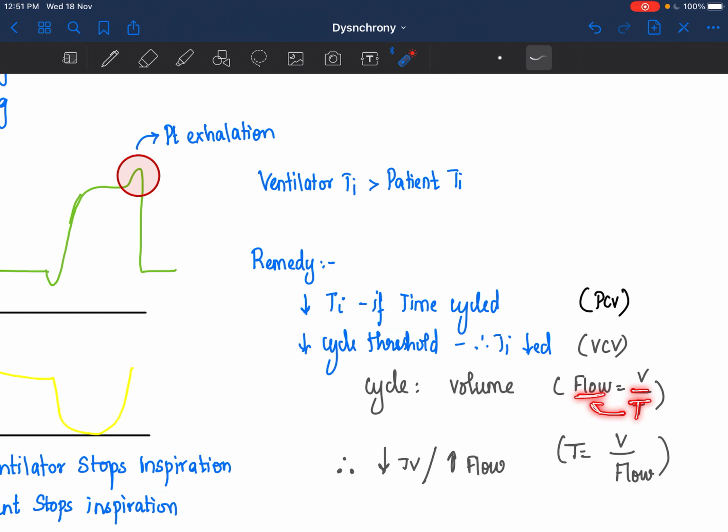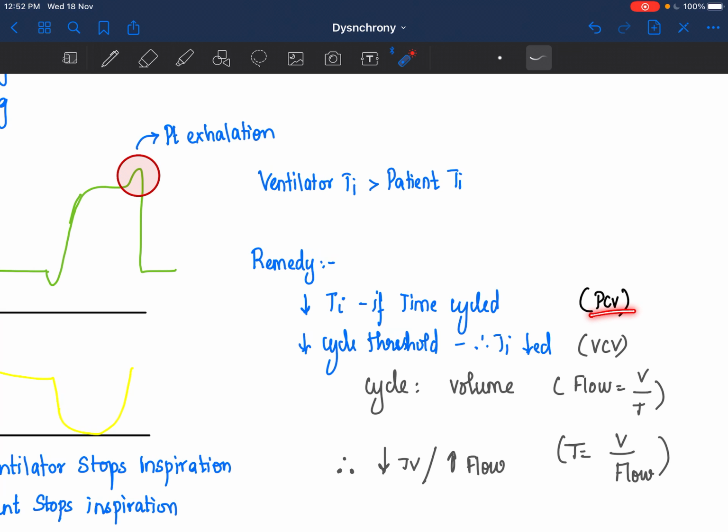If you shift it to this side of the equation, time is equal to volume by flow. So here, where the cycling factor is volume, in volume controlled ventilation you can adjust your time, that is your inspiratory time, by either reducing the volume or increasing the flow. Because ultimately, what do you want? You want to reduce the inspiratory time, because that is what the patient wants.